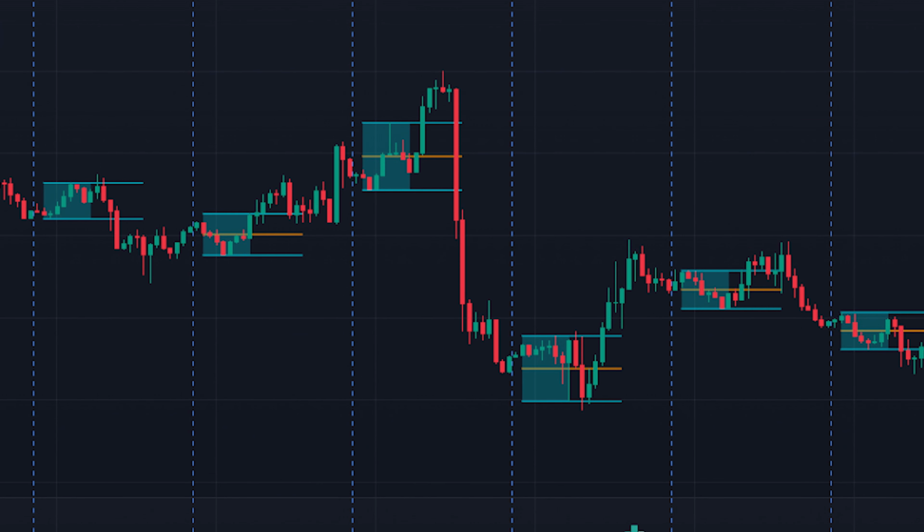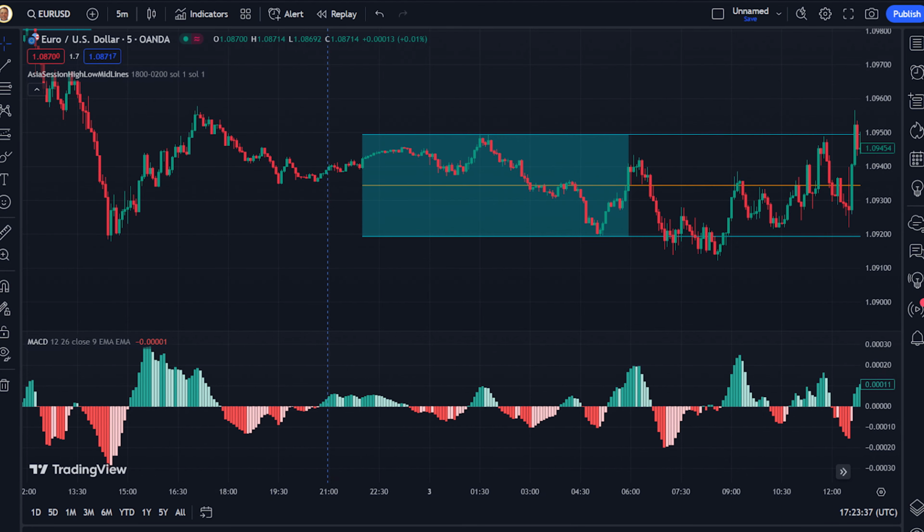Let me give you an example. As you can see, we can easily identify our previous day's low because we have our session breaks on the chart. We can also see that our Asia lows are very near that level, so we can even use this as a confluence. Let me give you another example to make it even more clear.